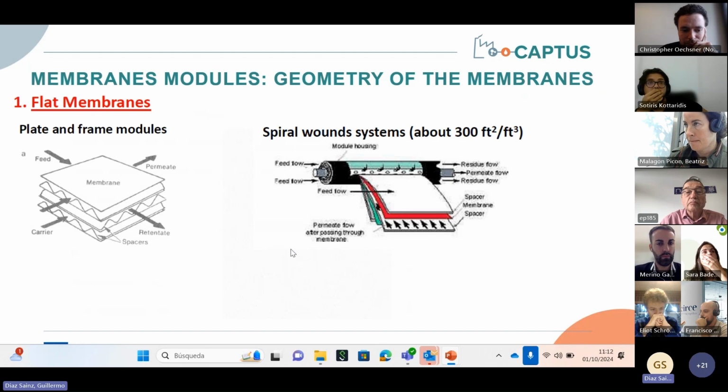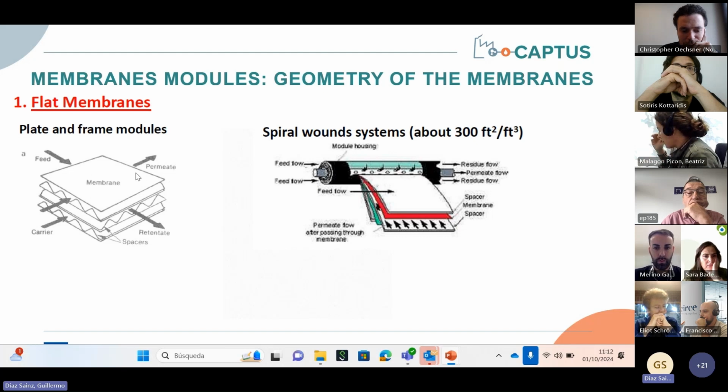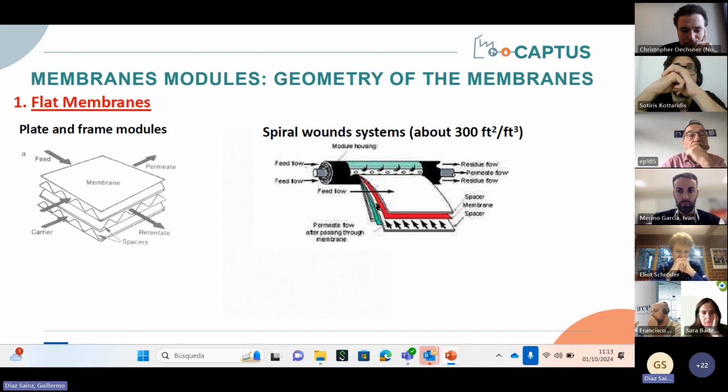About the geometry of the membranes, we have four typical examples. We start with the plate and frame modules, which is the simplest configuration. In this case, the membranes are arranged as flat sheets stacked between the spaces within a frame. The most important advantages of this configuration are the simple design, easy manufacture, high packaging density, and easy cleaning and maintenance. That's the simplest configuration in the membrane field. The challenges of this configuration are the lower surface area to volume ratio compared to the other geometries, and the higher pressure drop due to flow distribution complexities.